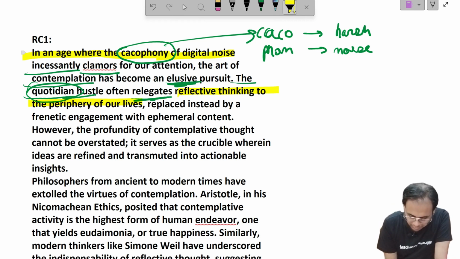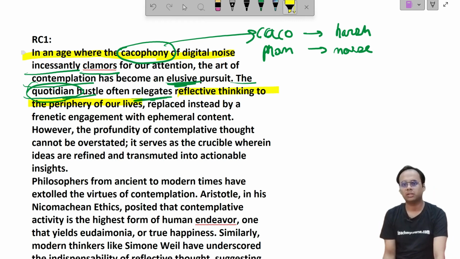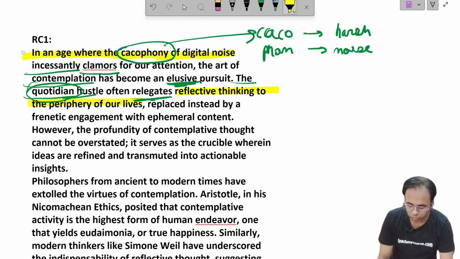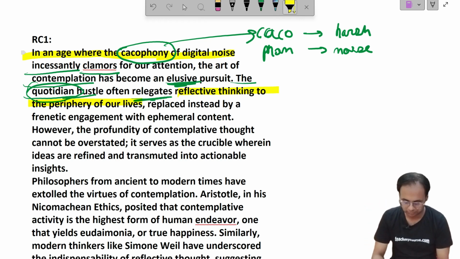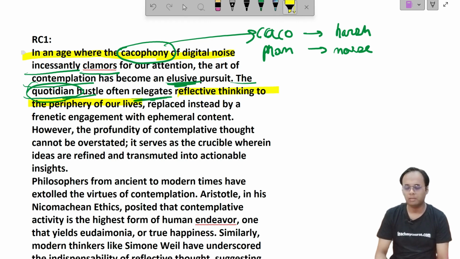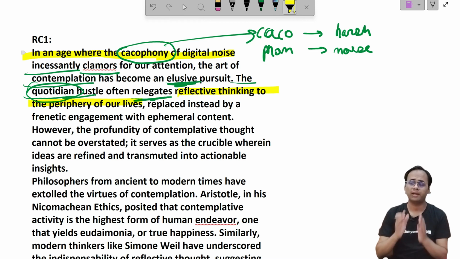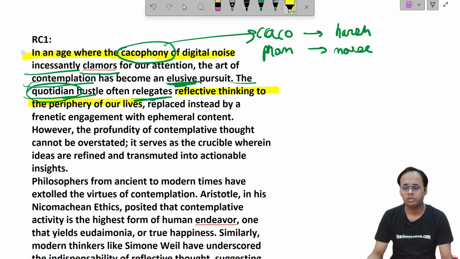So it says that in an age where the cacophony of digital noise, we have already seen cacophony is harsh noise, incessantly clamors for our attention, like without any end, it demands our attention. The art of contemplation has become an elusive pursuit. Elusive is something that is difficult to get. So it simply means that there is a lot of digital noise, a lot of social media noise, due to which we are finding it difficult to contemplate anything. We are finding it difficult to go in depth of our thoughts. We are not thinking deeply about any topic. We are just scrolling social media, scrolling YouTube, Facebook and Instagram here and there. That is the core concept behind this paragraph.